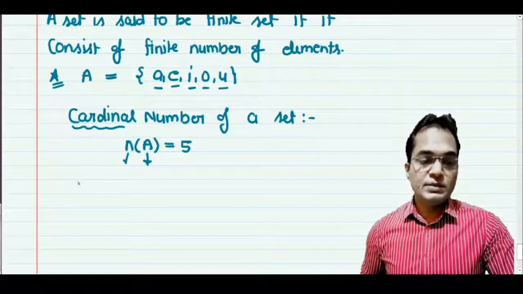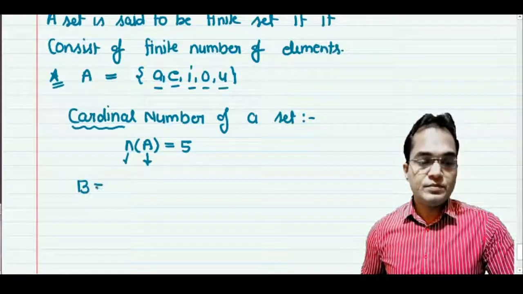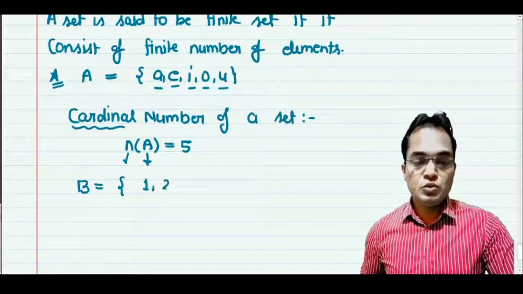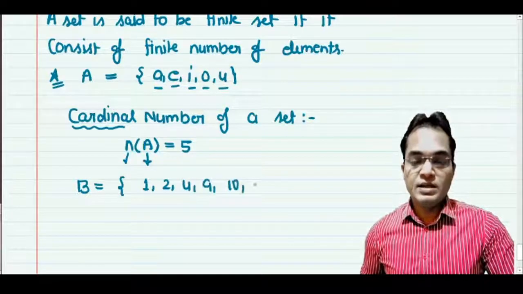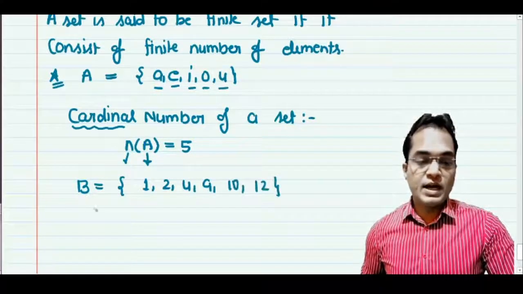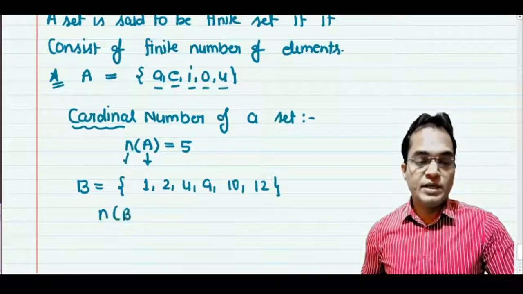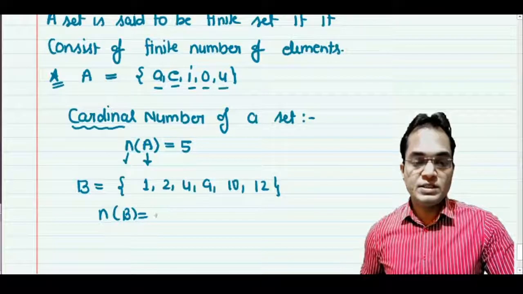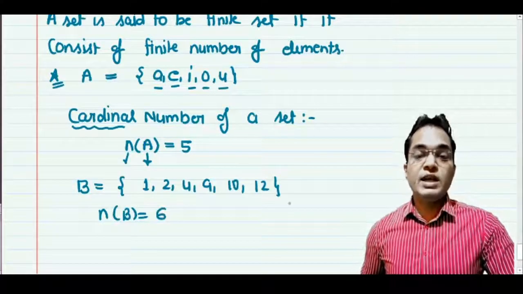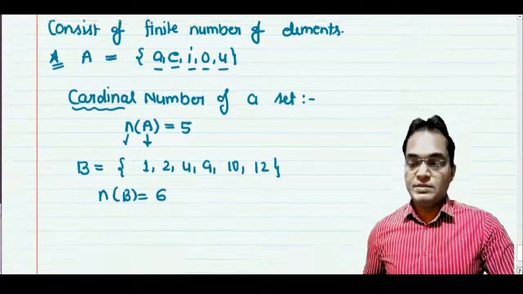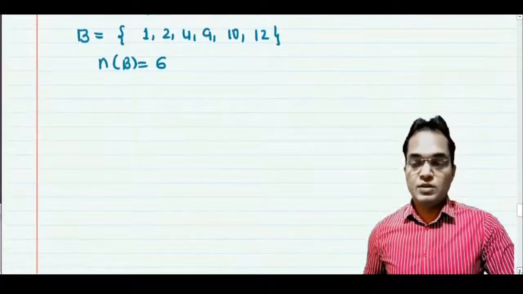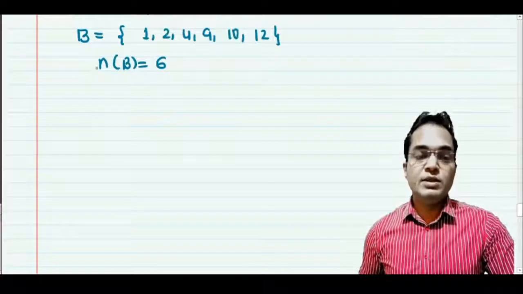Got it? Suppose we take another example. Let there be 1, 2, 4, 9, 10, 12. Then the cardinal number of this set will be, count it, 1, 2, 3, 4, 5, 6. It is 6, because there are 6 elements. That's why the cardinal number is 6. Okay, understand? Now you can easily understand what is the meaning of finite set.